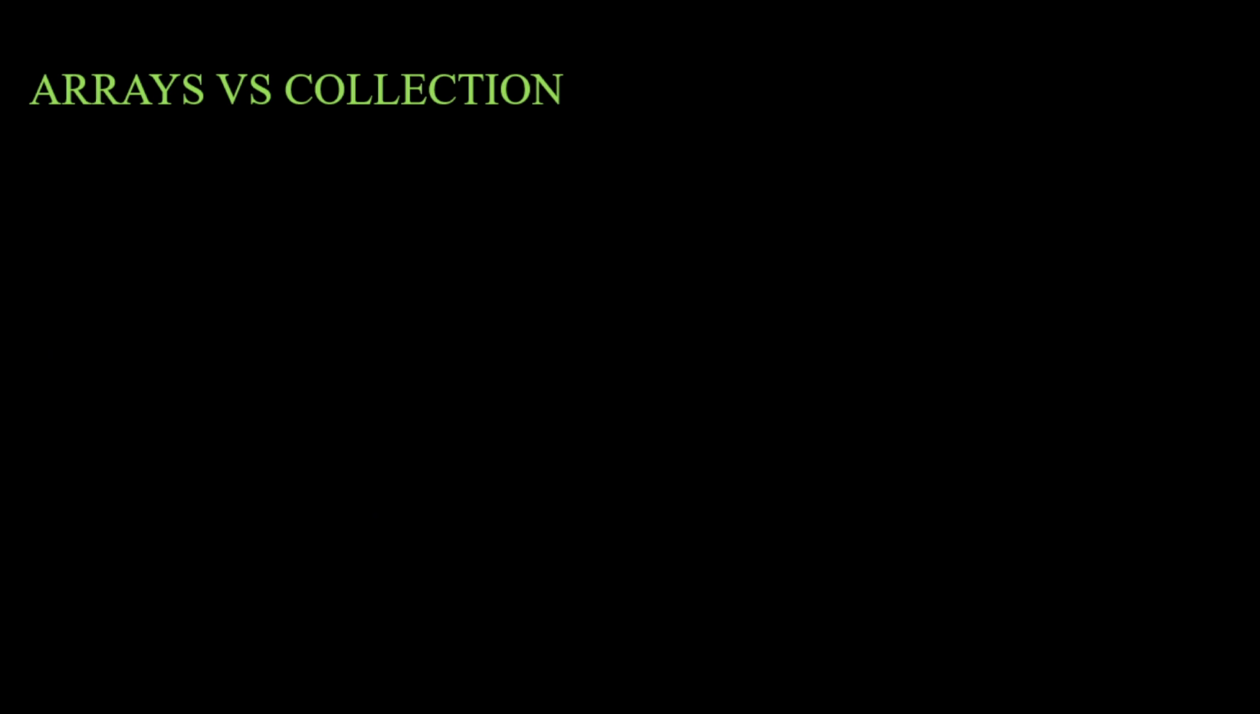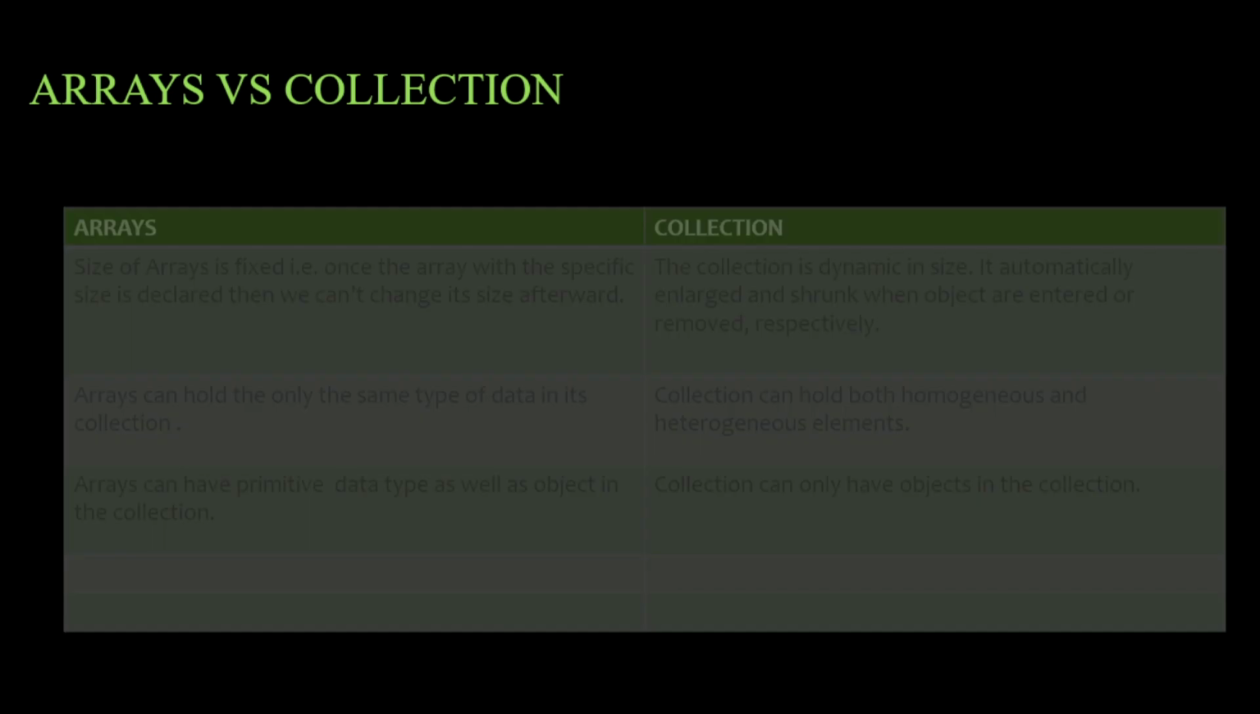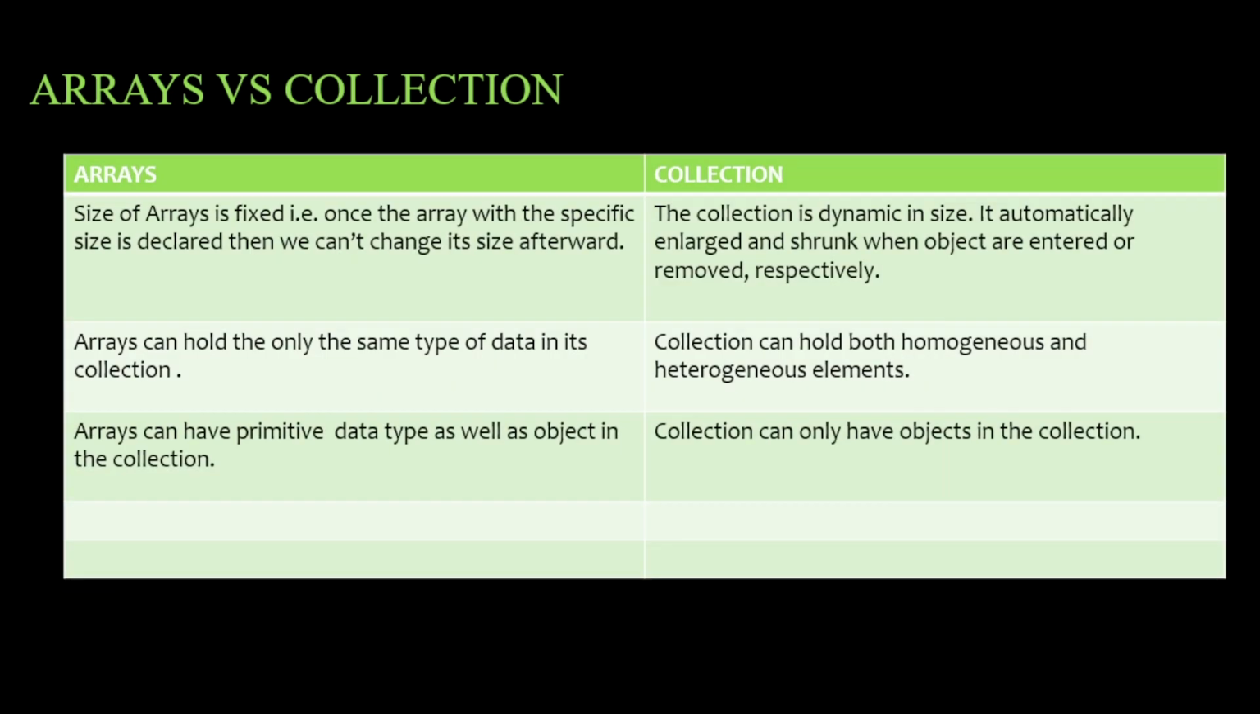So arrays versus collection. In this topic we will know why we use collection when we have arrays. So the size of array is fixed, that is, once we created or declared the array with some size, we cannot make any changes after its declaration. But in collection, the size dynamically increases or decreases. That is, it automatically enlarges and shrinks its size when any object is entered or removed respectively.